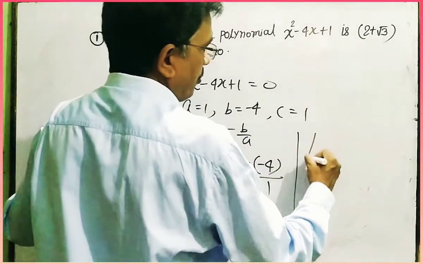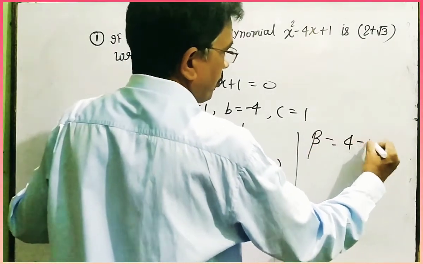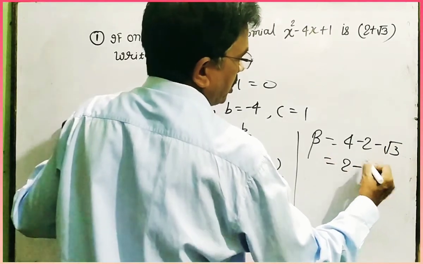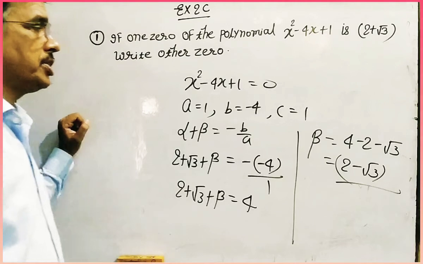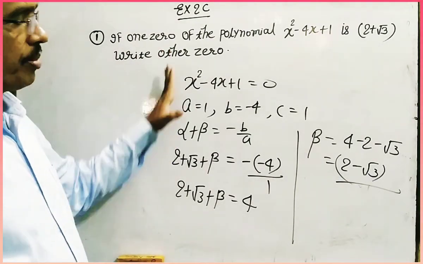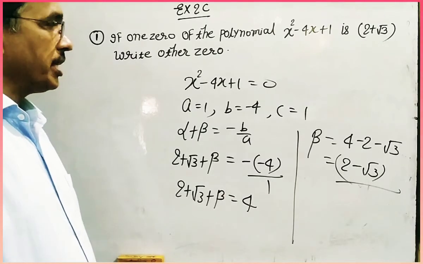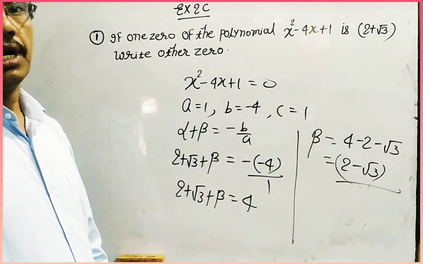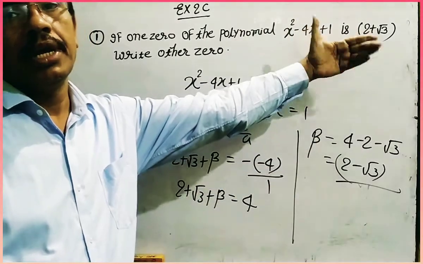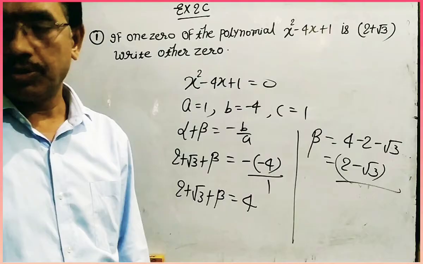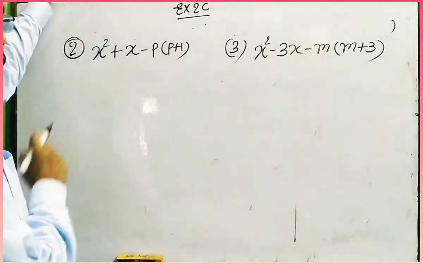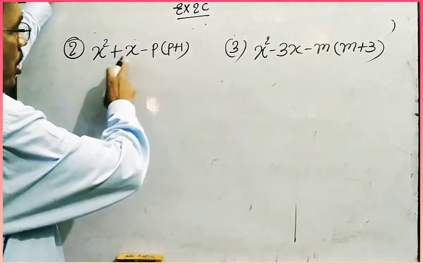Then what is the value of beta? It is equal to 4 minus 2 minus root 3, so you get 2 minus root 3. So the other zero is 2 minus root 3. This is the other method. When you want to solve fully, write some steps and then solve. Otherwise, in the objective question of one mark, you can write that if one zero is 2 plus root 3, then the other zero is 2 minus root 3.